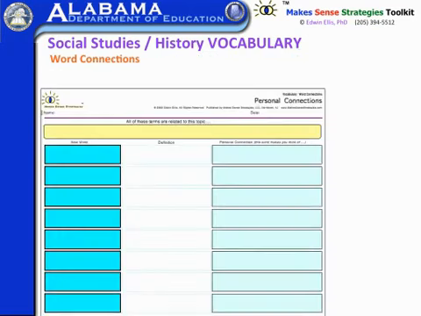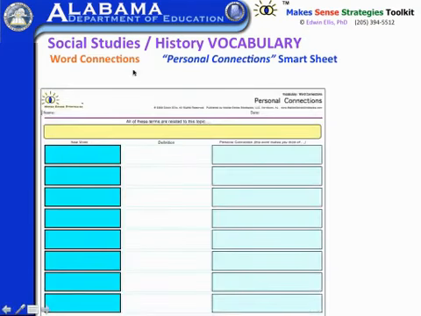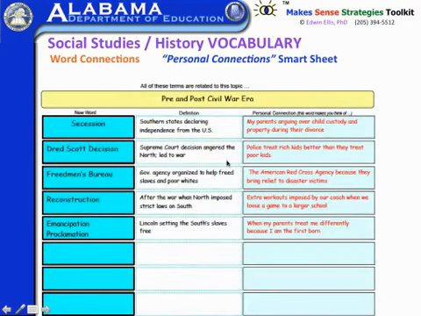Another one is called personal connections. Pretty simple, but basically the way it works is you have all of these terms related to this topic. And so you have the new word, what's its definition? Remember, this needs to be in kid-friendly language. And then over here, what's a personal connection? What does it make you think of? So here's an example of that.